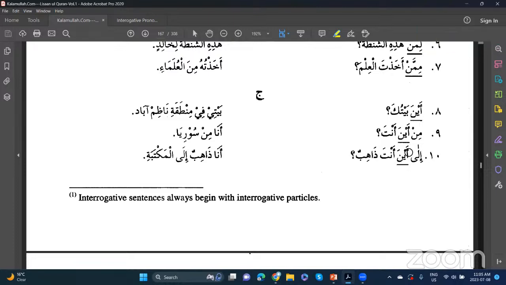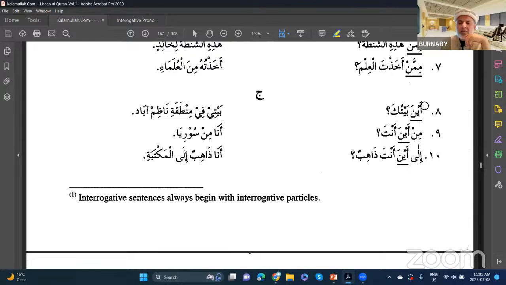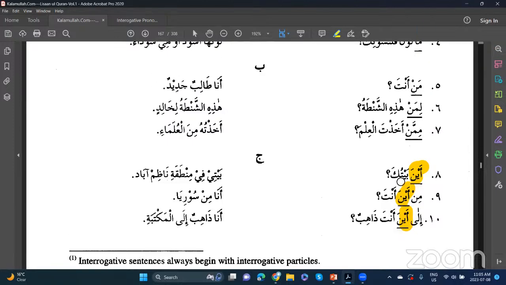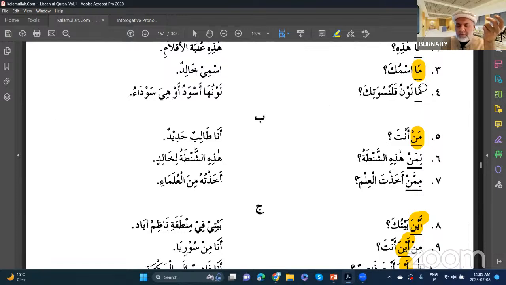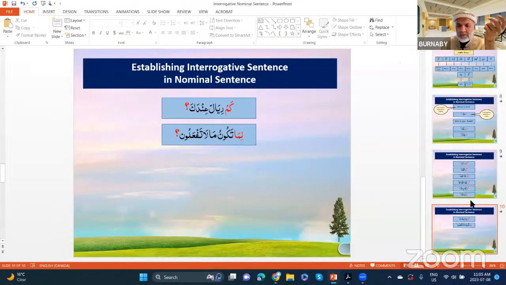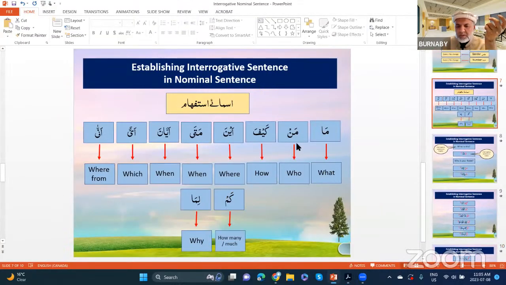We're trying to learn two types of huruf istifham and asma istifham. Good, mashallah. So we are trying to see that these words are the asma istifham. When they come in the picture, they make a question. Aina is where, man is who, ma is what. That is what our target is. Remember this part: ma is what, man is who, kaifa is how, aina is where, mata is when, ayana is when.